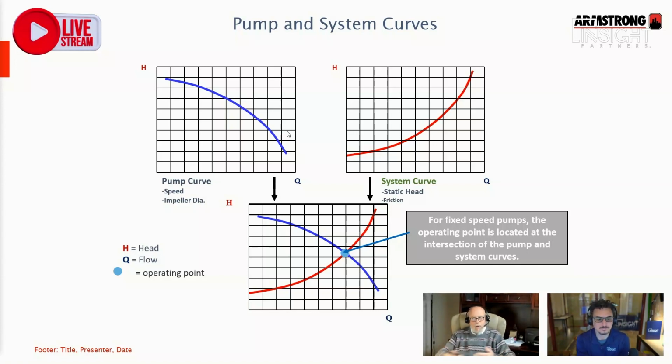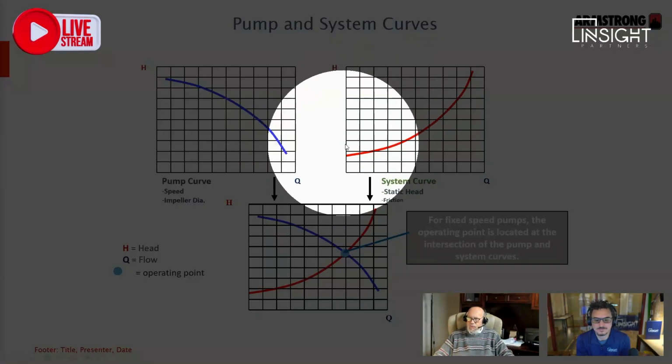Keep in mind, fan curves and pump curves, we're moving a fluid. It's just with pump curves, if the fluid gets out of the pipe, you get wet. In a fan system, if the fluid gets out of the ductwork, you just get blown on. Okay. So the next curve we look at is our system curve.